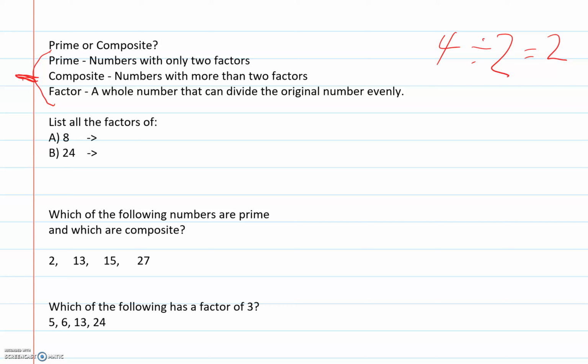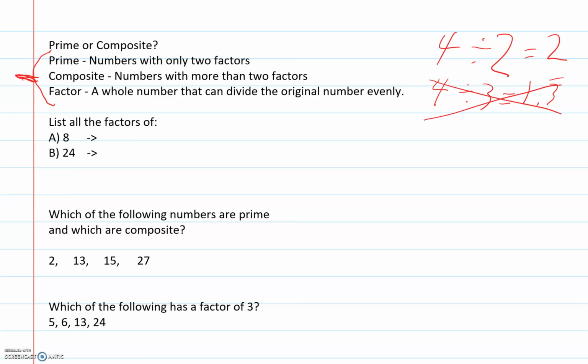Whereas if I tried to go 4 divided by 3, I'm not going to get a nice whole number. I'm going to get 1.3 repeating. So it's not a nice even whole number. And so we do not call 3 a factor of 4. Okay, so this is not a factor.